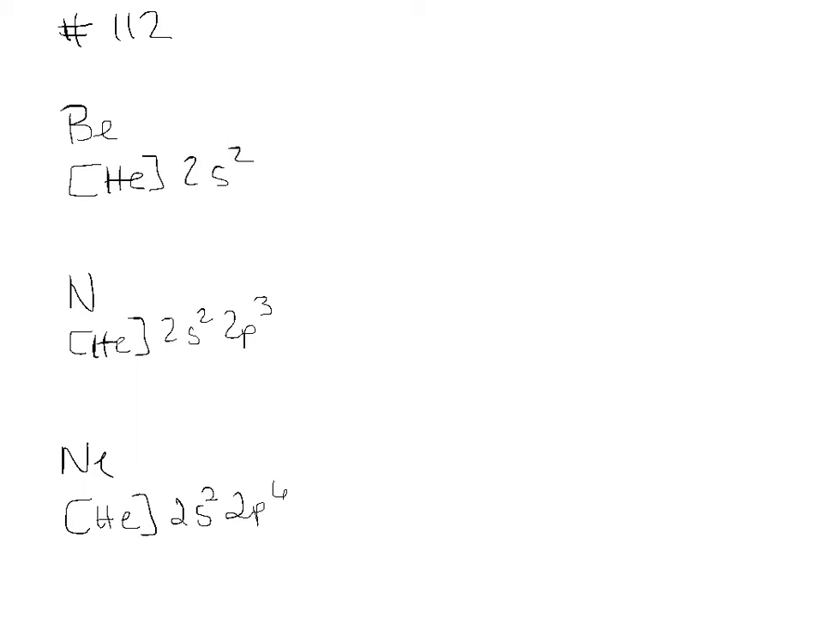So another way of saying this is that beryllium, nitrogen, and neon become less stable. They have a higher energy when an electron is added to them. So in order to figure out why that is, let's look at the electron configuration.